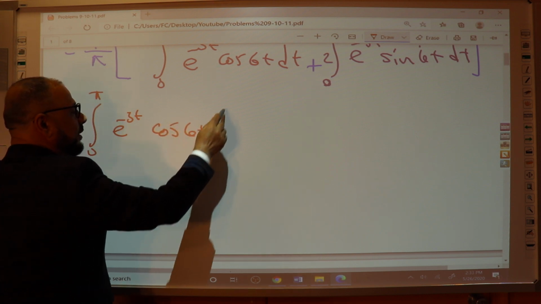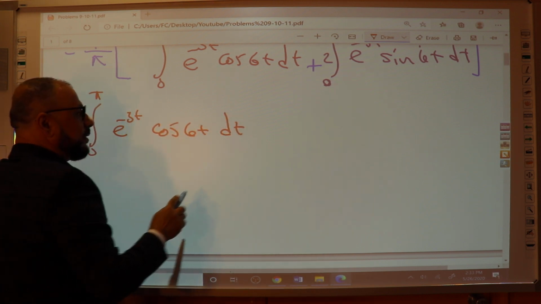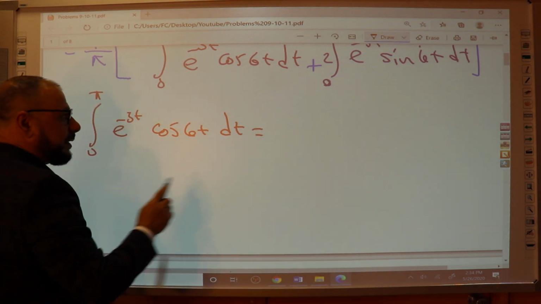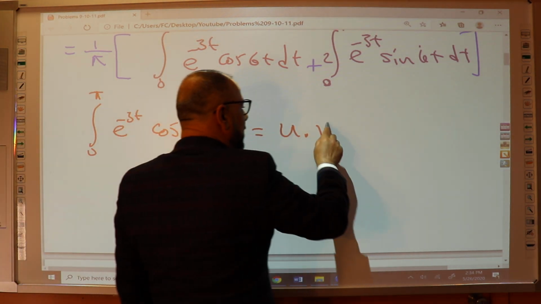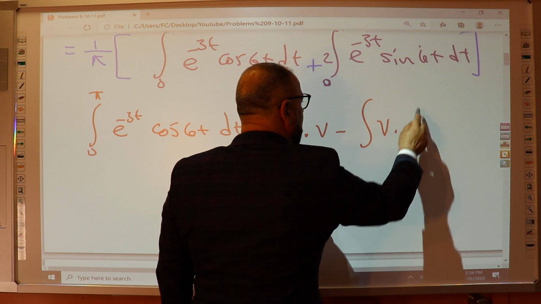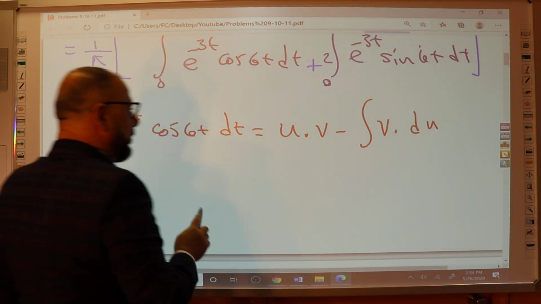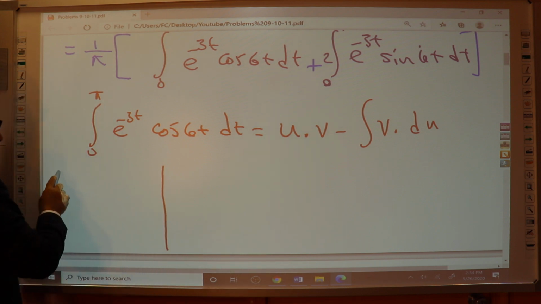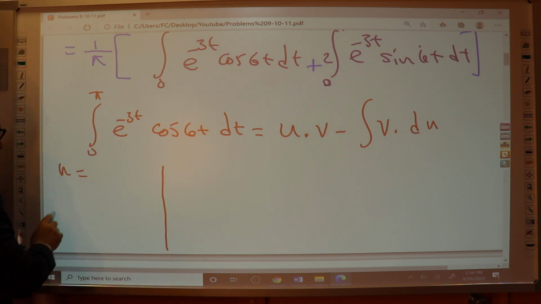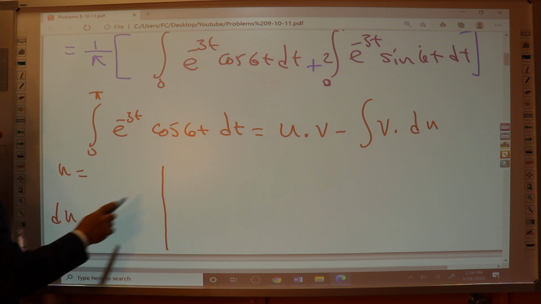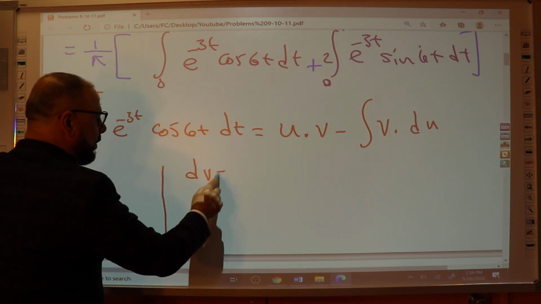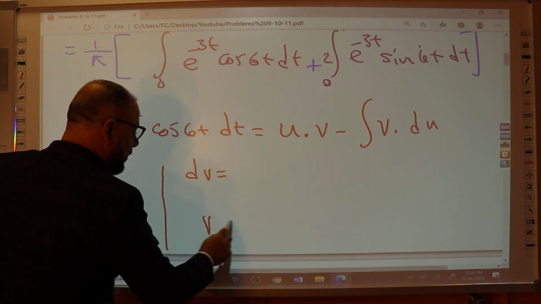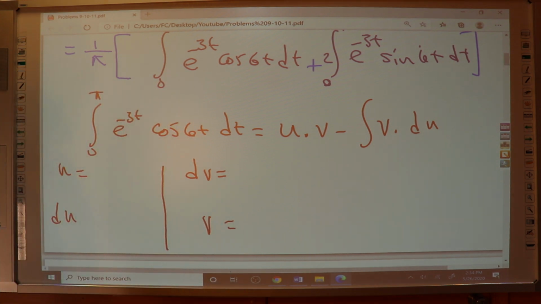Cosine 6t dt. This integration by parts, I'm going to write uv minus the integral of v du. Then I need him to show me what u equals and what du equals, then what dv equals and what v equals. Okay, you want to do it? I want to give you the colors, you're going to follow my colors, okay?